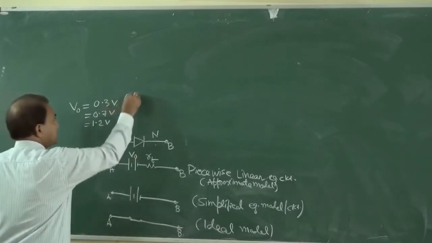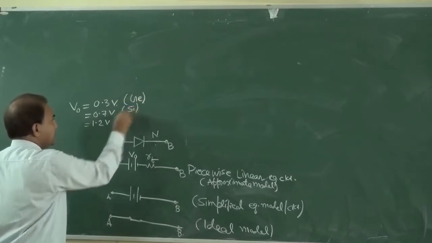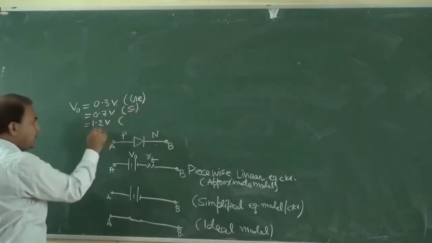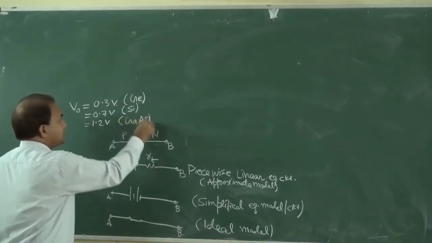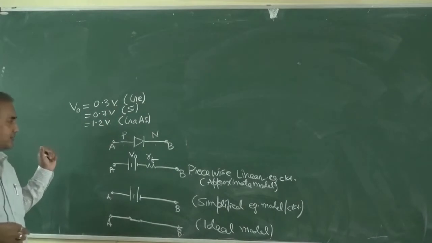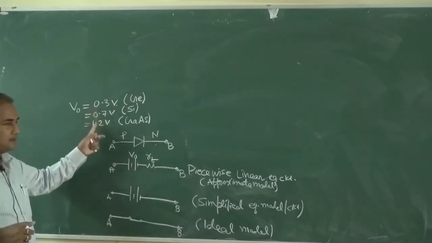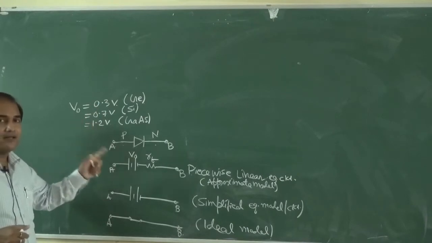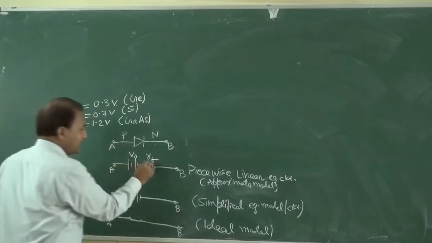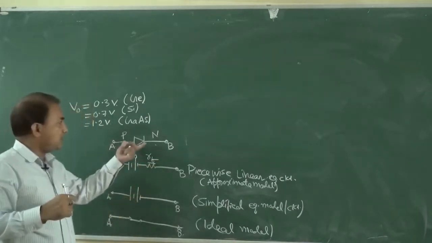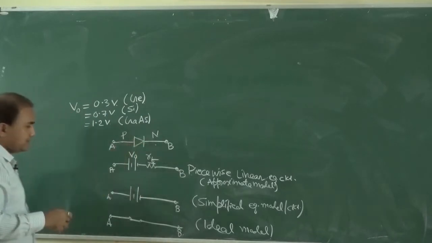So 0.3 volt is for a germanium PN junction diode, 0.5 volt is for a silicon PN junction diode, and this 1.2 volt is for a gallium arsenide based PN junction diode. So for V0 we have to use these voltages depending upon the material of the diode that is used. And this RF is the resistance offered by this diode in forward condition.